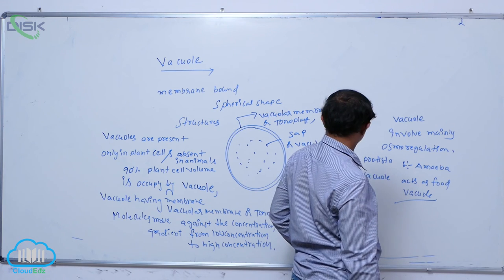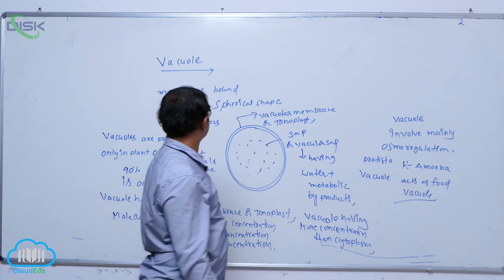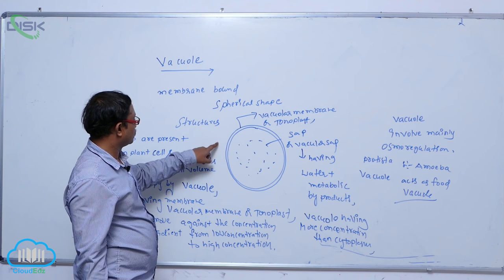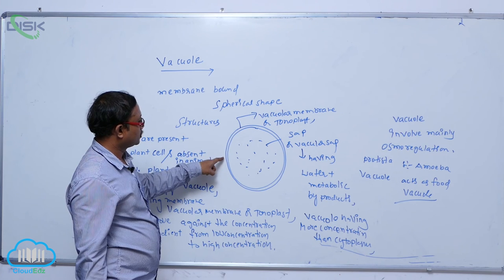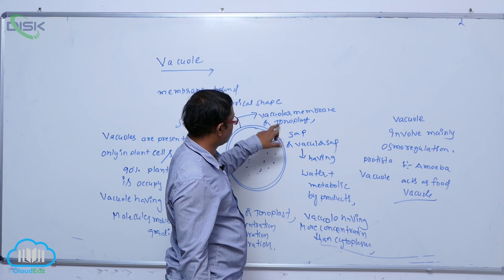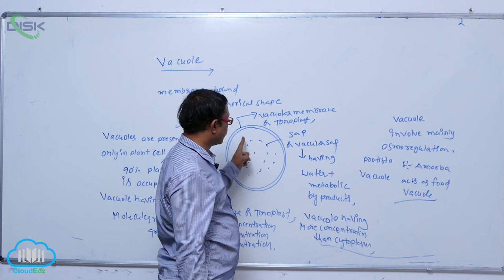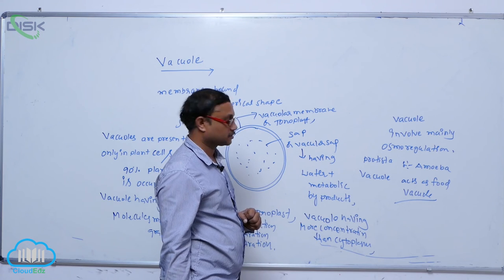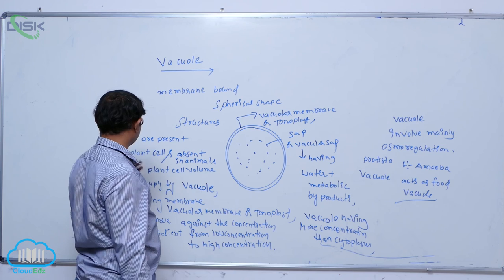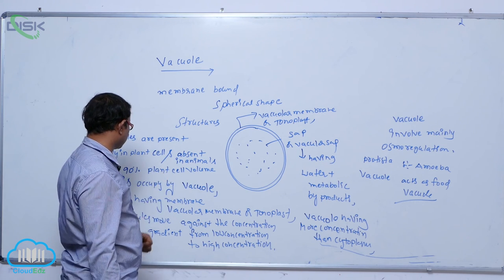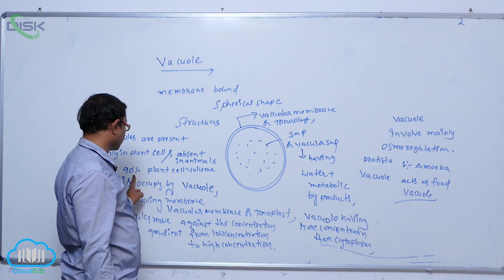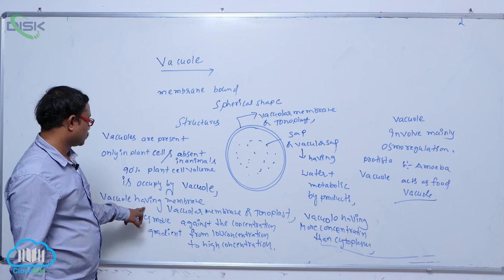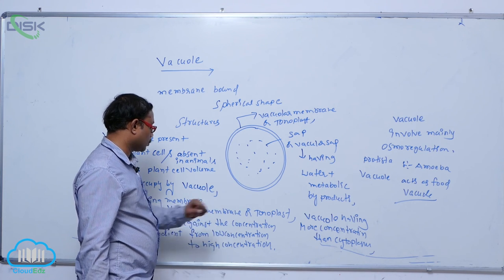So this vacuole is a membrane bound, spherical shaped structure covered by a membrane. The membrane is known as the vacuolar membrane or tonoplast. Inside the vacuole is the sap, or vacuolar sap, having water plus metabolic byproducts. These vacuoles are present only in the plant cell but absent in animal cells. 90% of plant cell volume is occupied by vacuole.